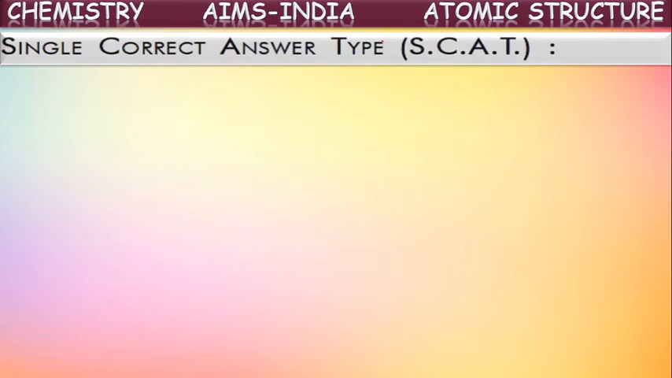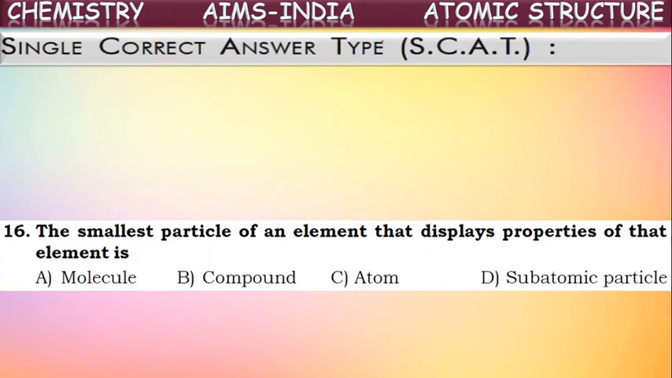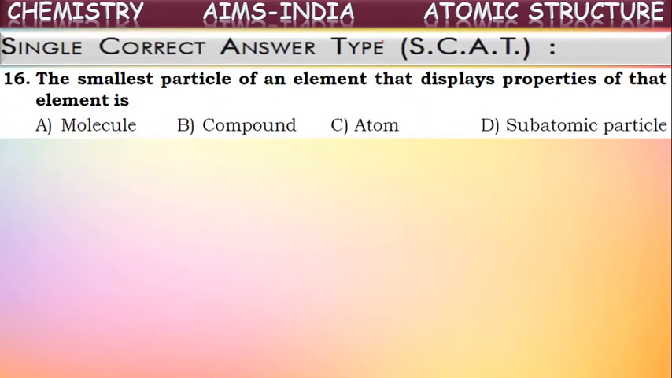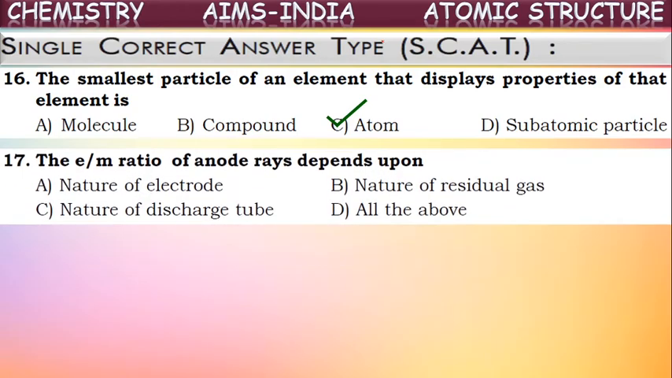Next, single correct answer type questions. First one: the smallest particle of an element that displays the properties of that element. Yes, the smallest particle of every element which can display the properties of that element is called its atom. Atom is the smallest particle of every element which can display the properties of an element. It is atom.